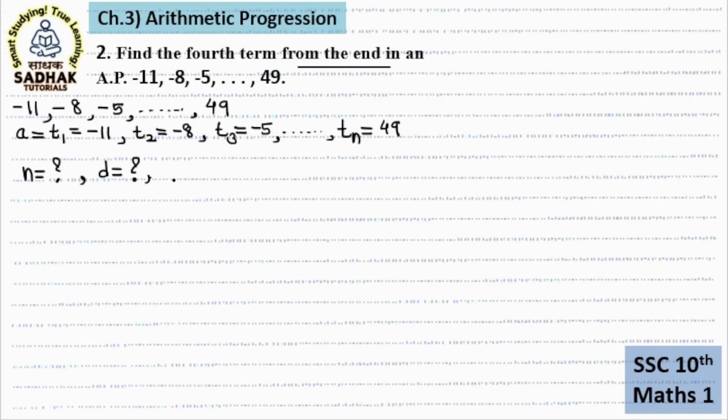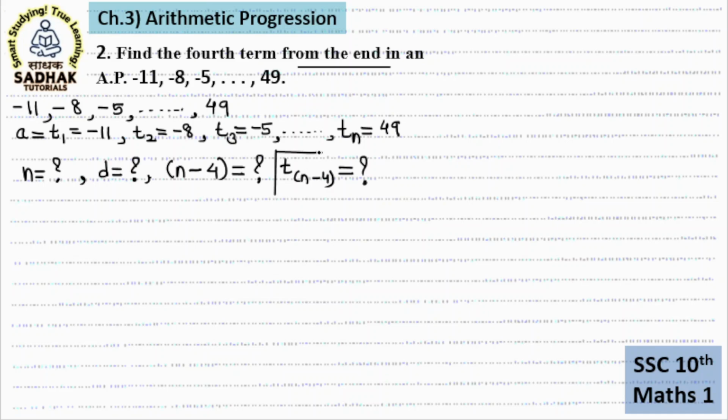So n is the last term, n minus 1 is the second last term, n minus 2 is the third last term, and n minus 3 is the fourth last term. We have to find n minus 4, and then we can find the term, that is T n minus 4. So ultimately that is what we have been asked.